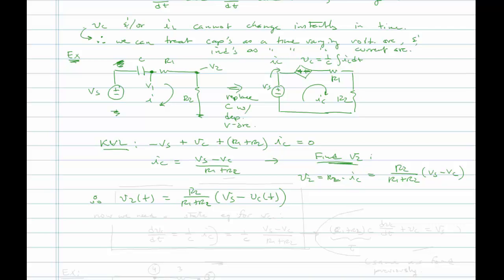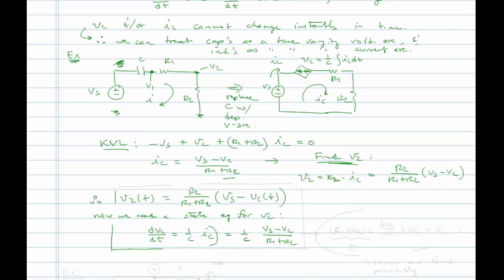Now this is not sufficient to solve the problem because we don't know how Vc changes in time. Right? So we have to write a state equation to actually describe how the voltage changes. So we need a state equation for Vc, or the capacitor. So we would write dVc dt is going to be equal to, and remember it's C dV dt is equal to IC, so we'll write 1 over C times IC. But what we really want is to express dVc dt in terms of the capacitor voltage and the independent voltage source Vs. So let's replace IC here with what we found here, Vs minus Vc over R1 plus R2.